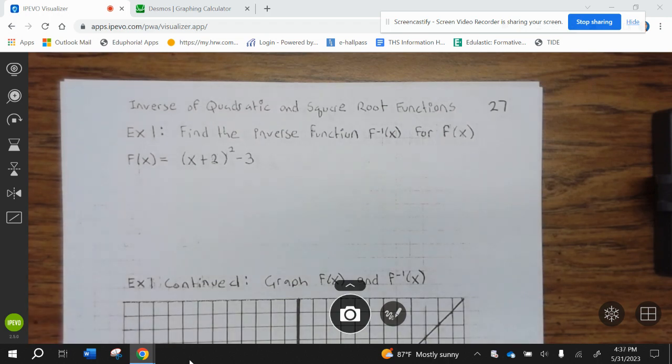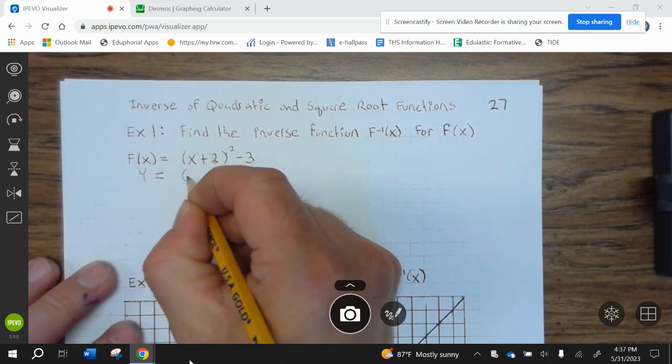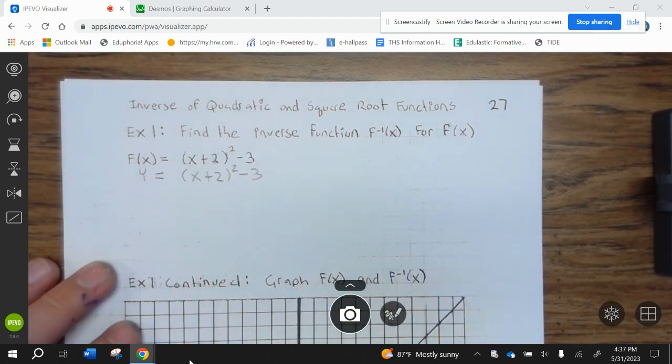All right. Okay, today we're going to show page 27, inverse of quadratic square root functions. Okay, example 1, find the inverse function f inverse of x for f of x. So, first step, change f of x to y. And then switch x and y.